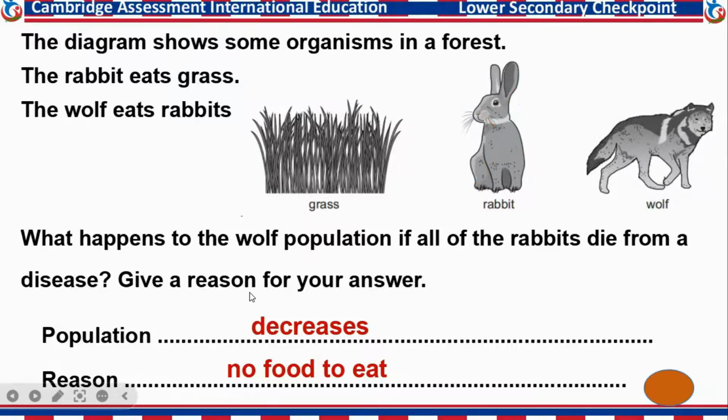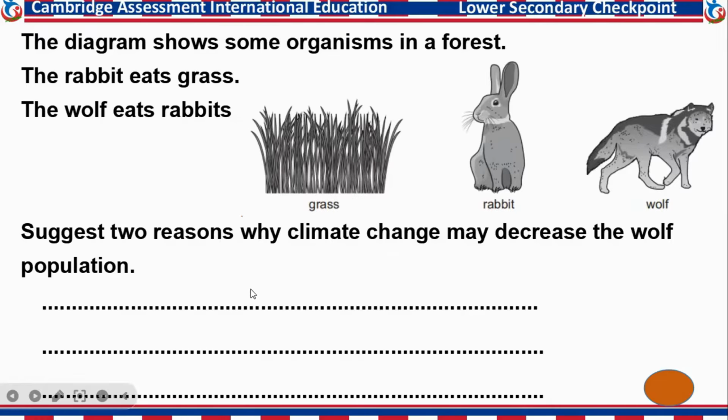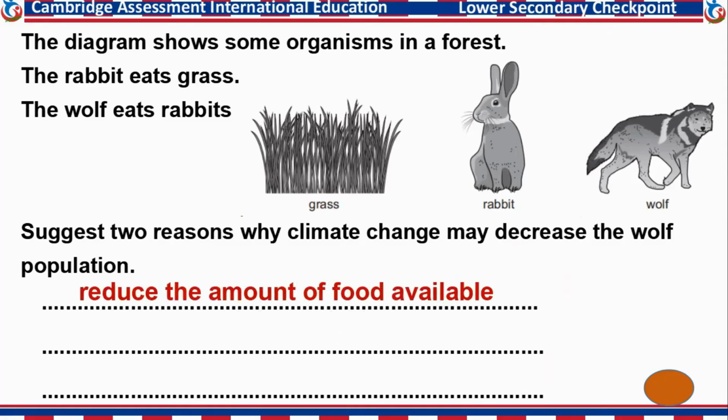Now we'll move to the next one, still on this same diagram. It says, suggest two reasons why climate change may decrease the wolf population. The effect of climate change can reduce the amount of food available. That's one of the effects of climate change. So because of that, it can lead to a decrease in the wolf population.